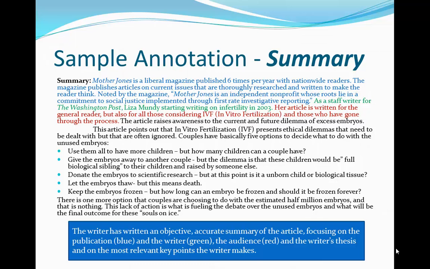So here's a sample annotation. After you put the citation directly under it, you'll put an annotation. You're going to begin with a summary. The summary is where the writer gives an objective, that means without your opinion, accurate summary of the article, which focuses on the publication, that's highlighted here in blue, the writer, that's the ethos of the writer, that's in green, the audience, so who this is written for, in red, and the writer's thesis, and on the most relevant key points the writer makes.